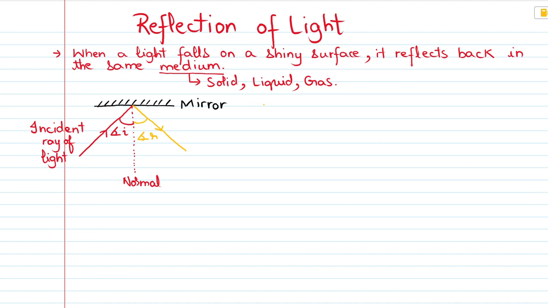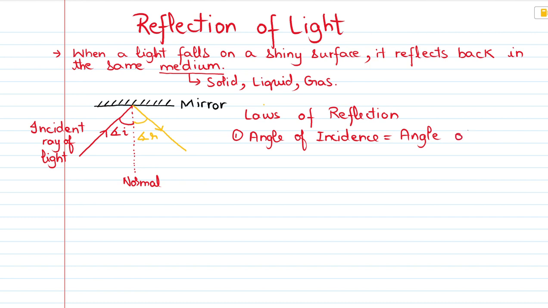So we have two laws of reflection. So the first law is: angle of incidence should be equal to the angle of reflection, or in symbols we write it in this form.